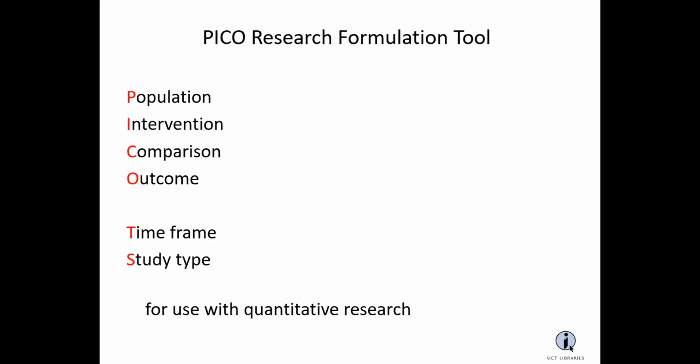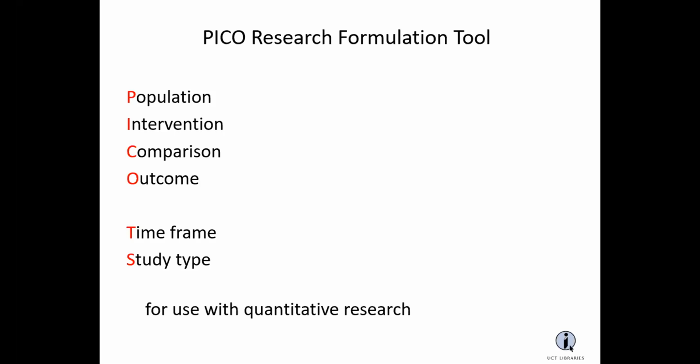With regards to your research question, there are various tools for helping you unpack that question and asking within your question, what are the main aspects? If you look at a question and it says investigate, etc., you need to be able to pull out from that question your most important or core aspects. The PICO research formulation tool is one way of doing this, and it helps you by looking at the PICO acronym. I'm sure you've all heard of it.